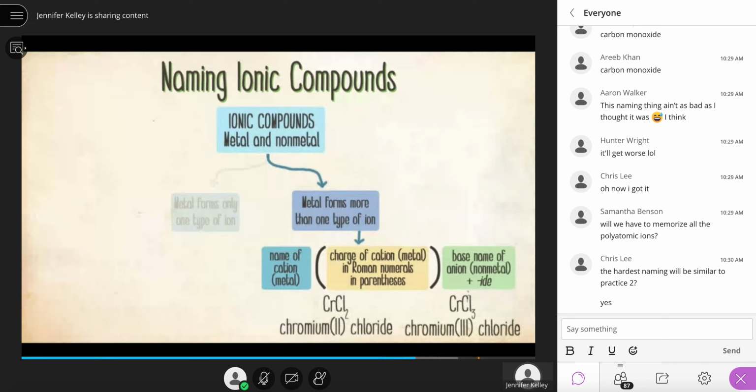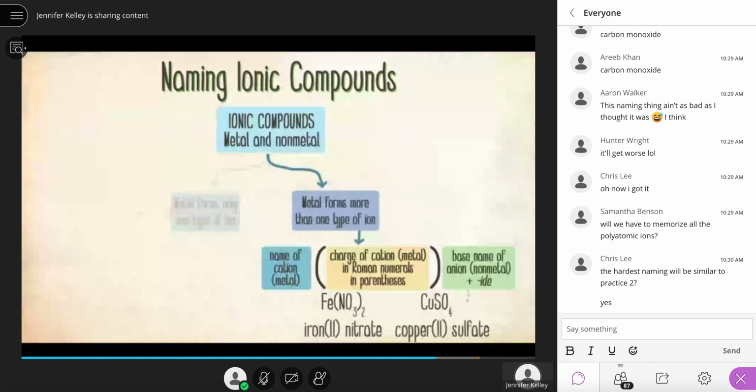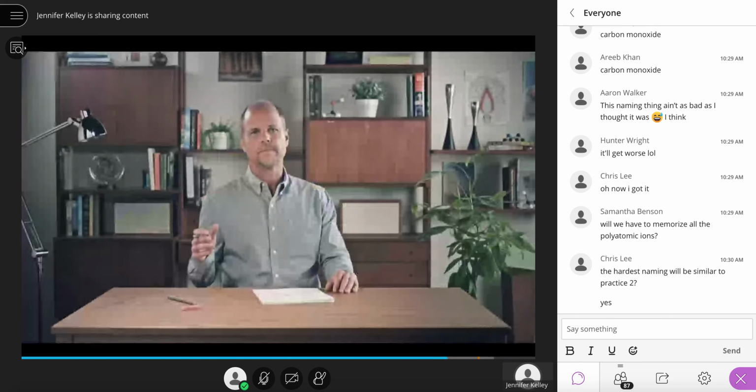You can determine the charge of the metal because the entire formula must be charge neutral. Examples of compounds containing polyatomic ions include Fe(NO3)2, which is named iron(II) nitrate, and CuSO4, which is named copper(II) sulfate.